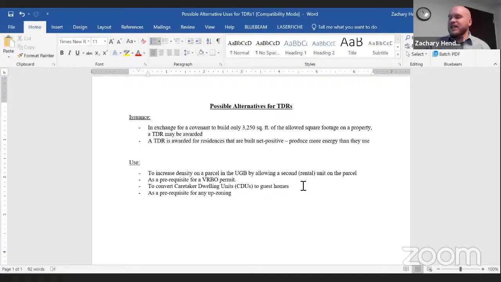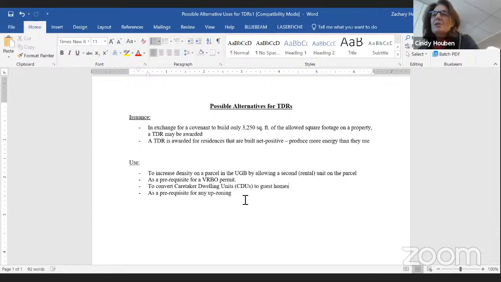But there is a large desire from these larger homes and from the developer community to see an ability to convert these to guest houses. A lot of people want to bring in families and have them stay for a couple weeks or whatever. So they would provide an avenue for them to do that, since we're receiving the community benefit from the TDR itself. And then the last one is the one I'm going to let Cindy explain, the prerequisite for any upzoning.